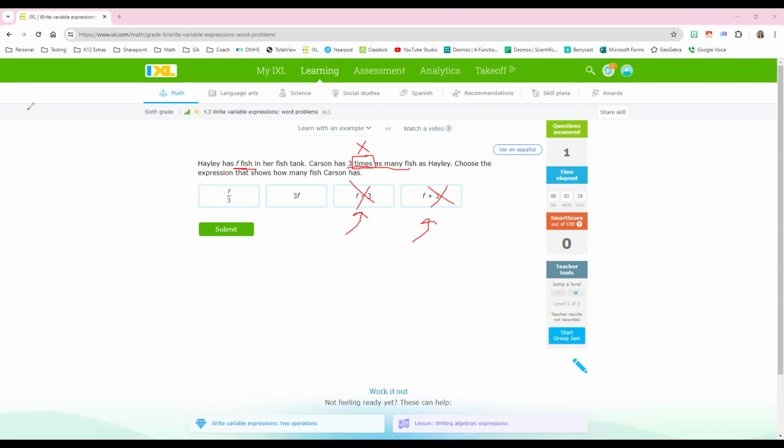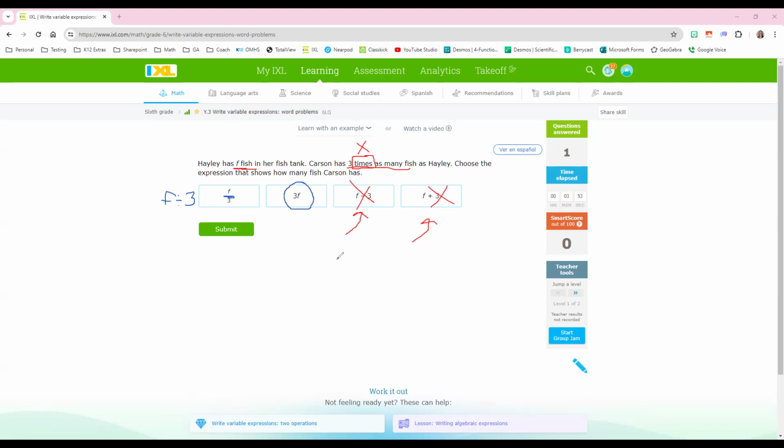The first one is written here in fraction form. Recall that a fraction is another way that we can write division. So this first one here is showing us f divided by 3. It's just showing division in fraction form. So that's not it because we want multiplication. So the second one is our winner.